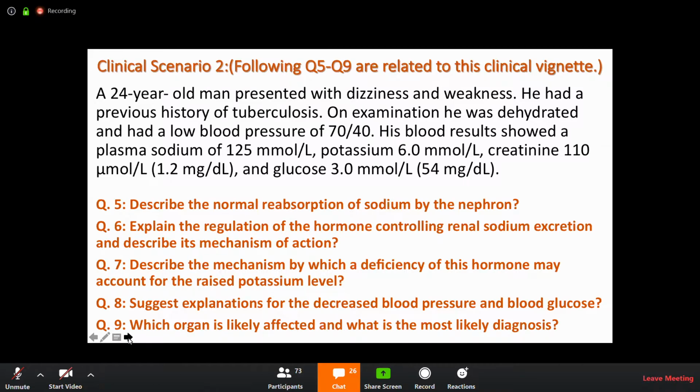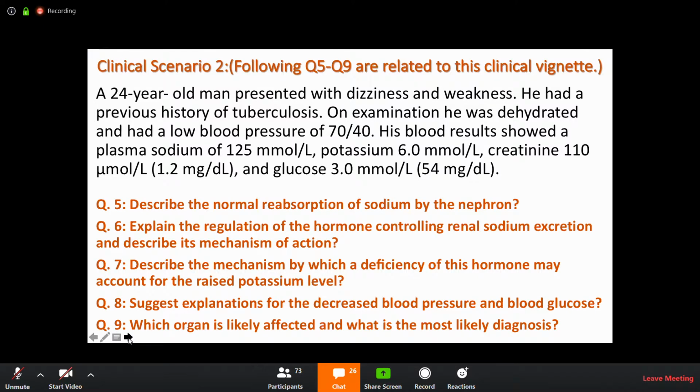As I have told you in the lecture, about 25,200 milliequivalents per day of sodium is filtered. Out of this 25,200, 25,100 is reabsorbed, and only 100 milliequivalents is excreted out. So there is no secretion of sodium, only excretion, and this amount which is excreted is 1%. Let's take the reabsorption process in different segments of the nephron.